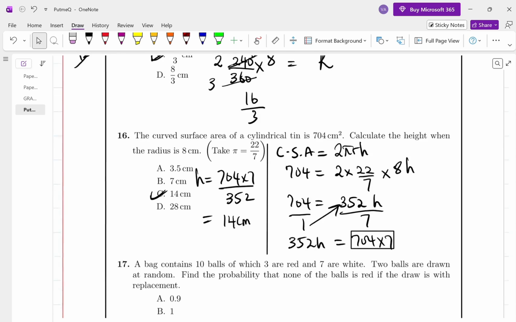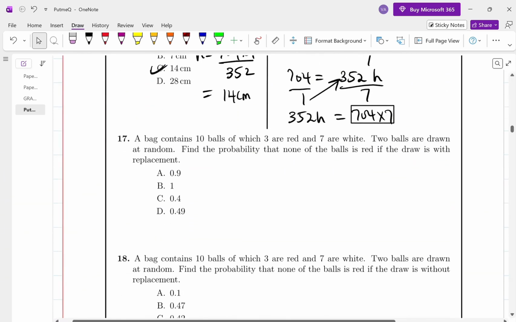All right, question 17. I really hope this is not lagging a lot. So a bag contains 10 balls, of which 3 are red, 7 are white. 2 balls are drawn at random. Find the probability that none of the balls is red if the draw is with replacement. So first of all, you need none of them to be red. None is red. It means they have to be white, obviously.